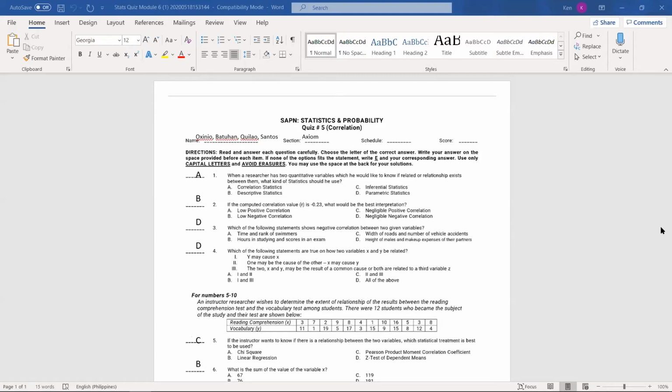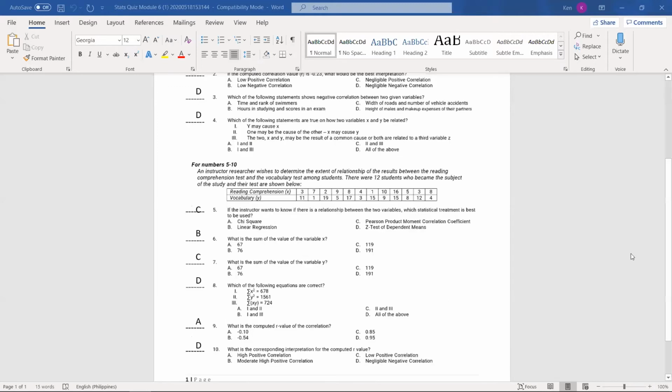The number 5 question, if the instructor wants to know if there is a relationship between the two variables, which statistical treatment is best to be used? So yung answer is yung letter C, Pearson product moment correlation coefficient.